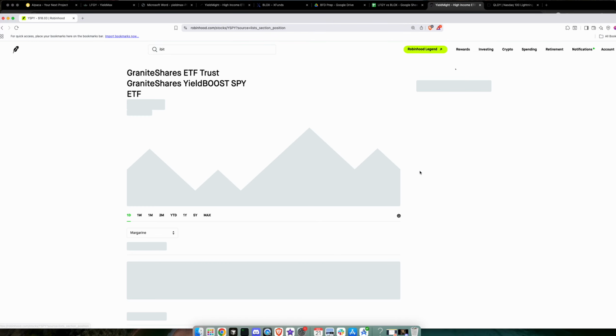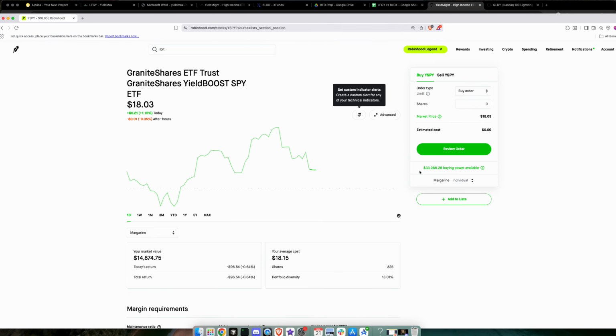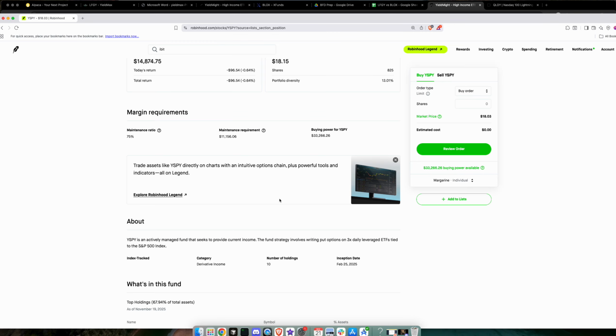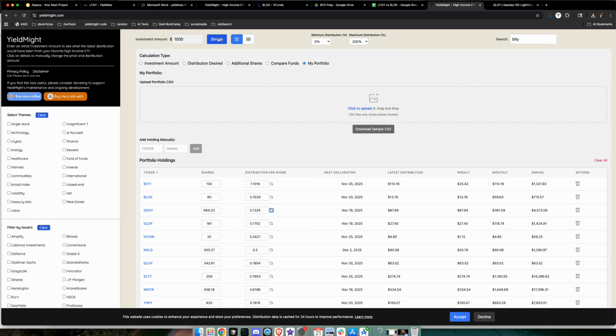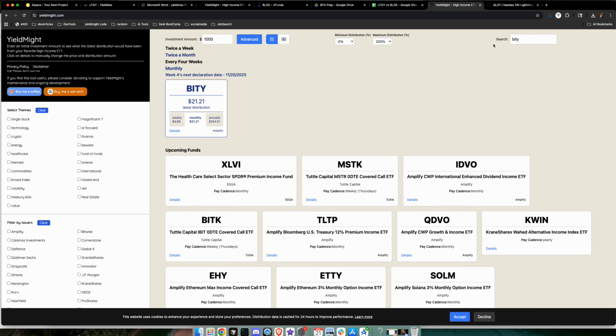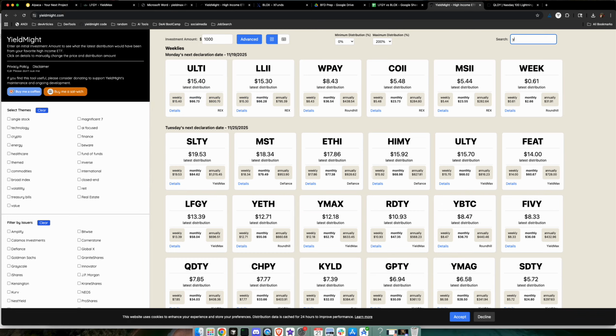So yeah, YSpy is a yield boost. I don't even know which of, it's a 2x. It sells puts on a leveraged fund, and it's been yielding about a 50% yield. I've been pretty happy with it.